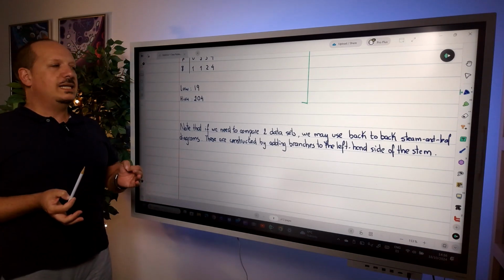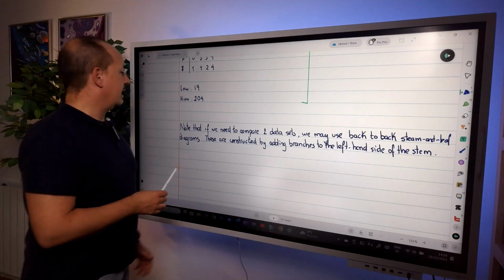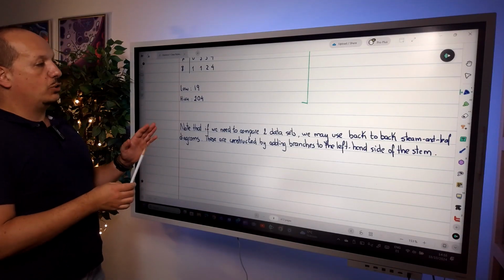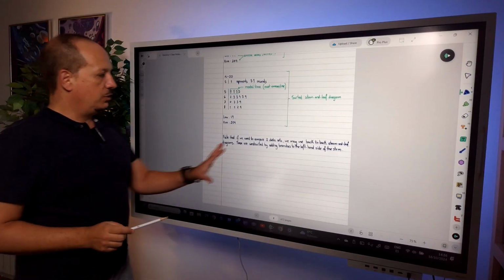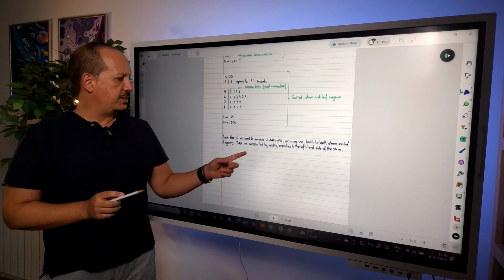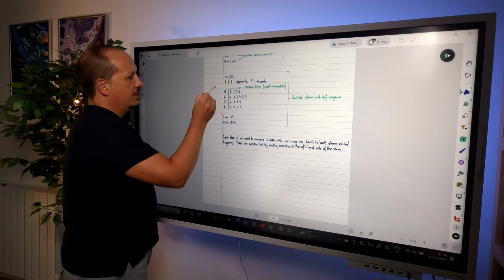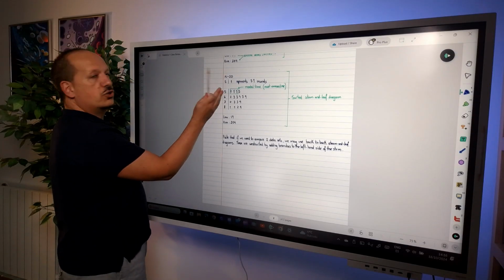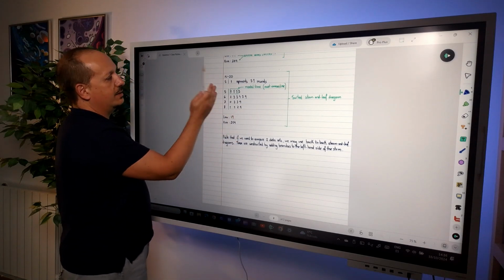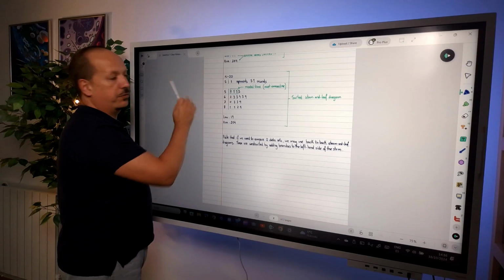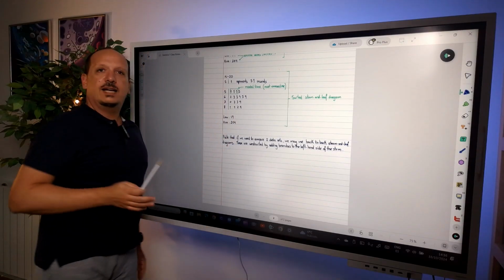Imagine that you want now to compare 2 data sets. We may use back-to-back stem and leaf diagrams. These are constructed by adding branches to the left-hand side of the stem. You're going to see later on, in one of the exercises, one of these. But basically, what you see here to the right, you'll have another line to the left, and you would write the same type of data here to the left. And it's easy to compare these 2 data sets at a glance as well.